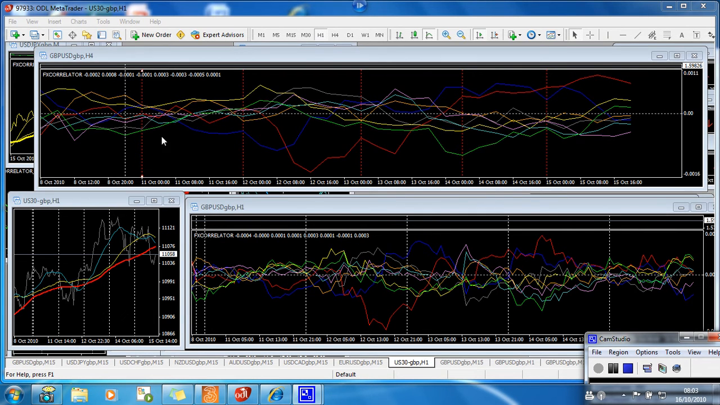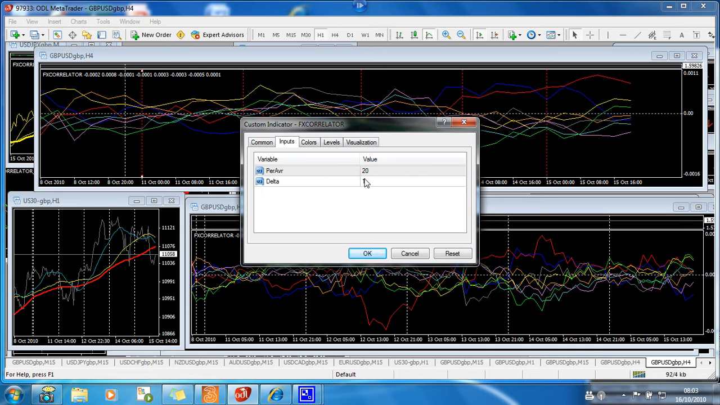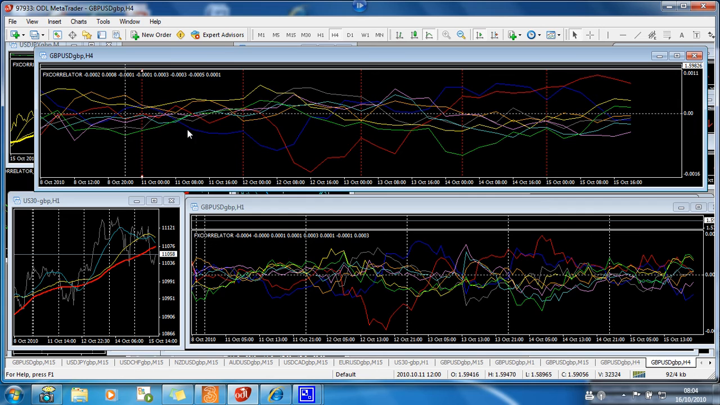Let's focus. This is the start of the week, around the 11th. Let's focus on the 4-hour chart. This is a 21 setting. There it is. 20 period average, 1 delta. If anyone wants to know how the delta works, just contact me at the site. This is a 21. It's a 20 moving average. Let's just see what happened during the week, shall we?